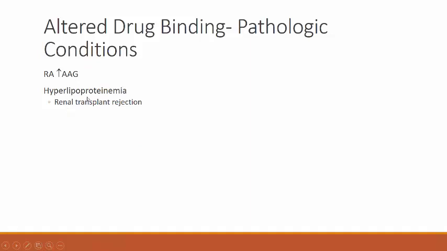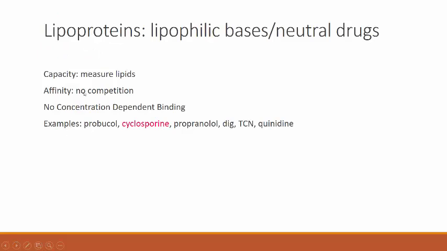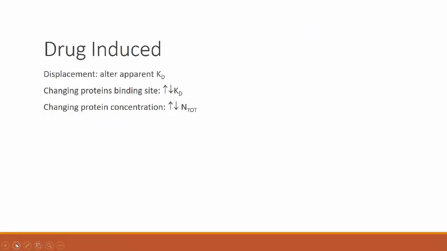And obviously, if you have hyperlipoproteinemia, I think I said cyclosporin is a drug that's bound to lipoproteins. So when you have too many lipoproteins around, you're going to have less free drug of the cyclosporin, and we've seen renal transplant rejections because of that hyperlipoproteinemia. So it's really important if you have a patient that's got a transplanted organ and they're on cyclosporin, you've got to make sure you follow their lipoproteins very carefully because of the binding. All right, I just went over that.